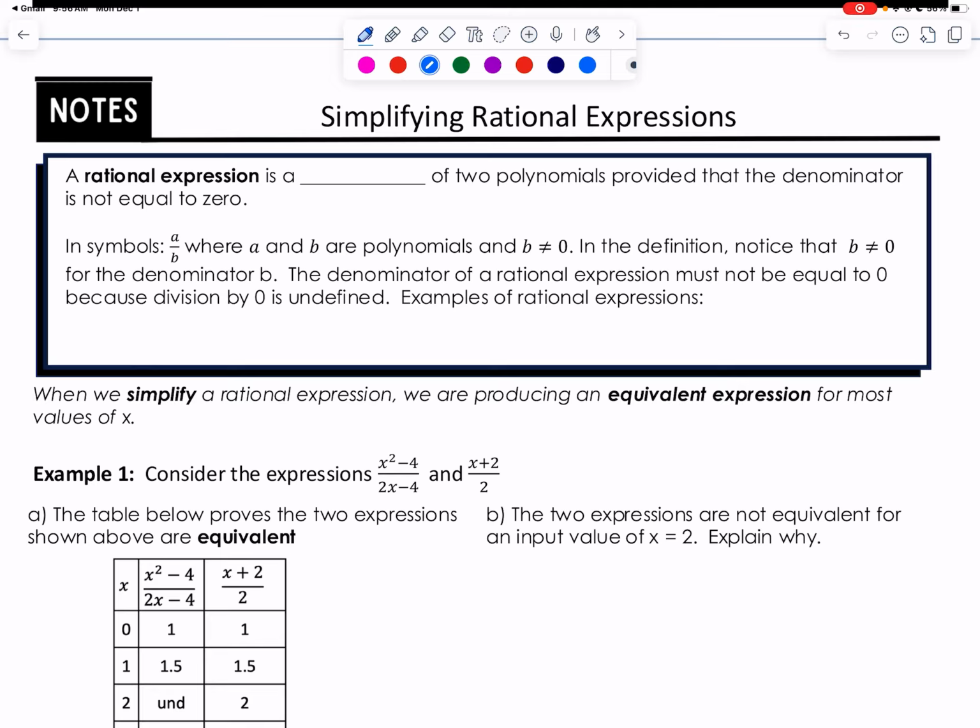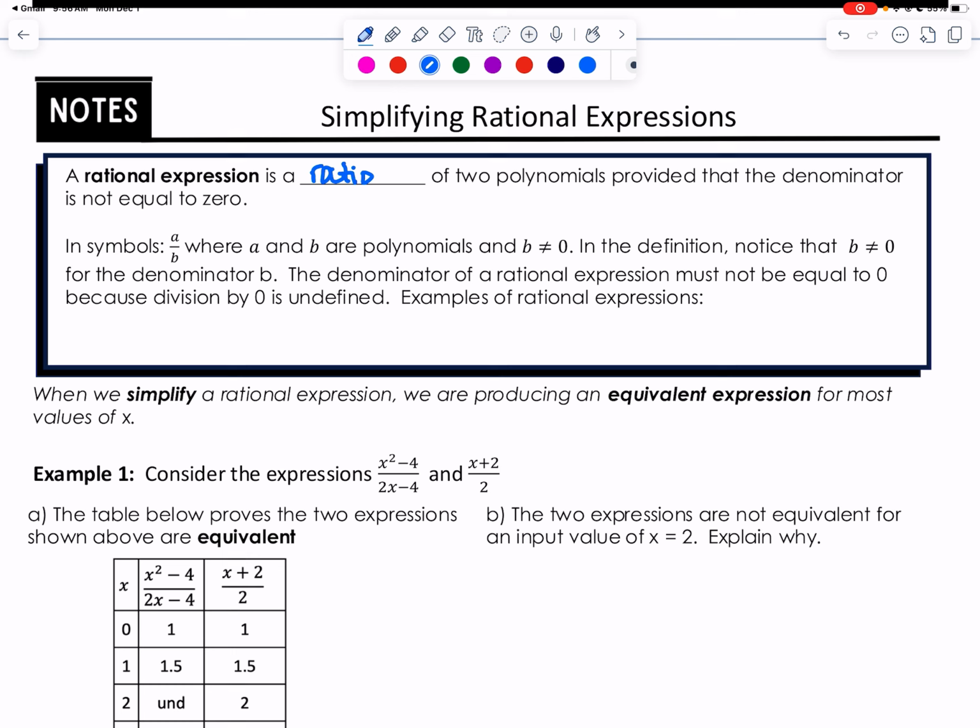In today's lesson, we will be exploring how to simplify rational expressions. So, a rational expression is a ratio of two polynomials, provided that the denominator is not equal to 0. In symbols, a rational expression is equivalent to a over b, where a and b are polynomials, and b cannot equal 0.